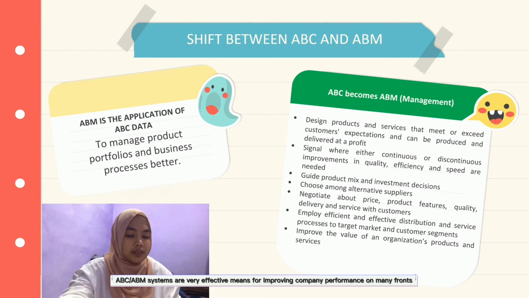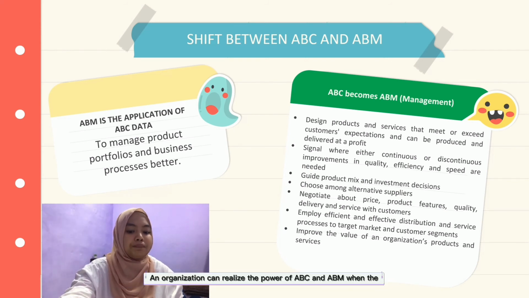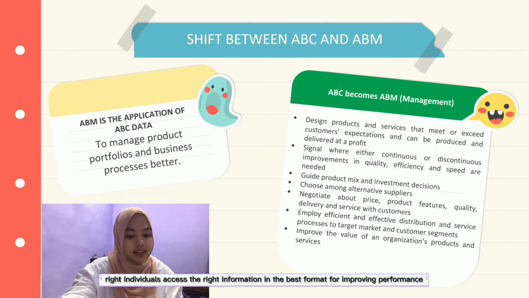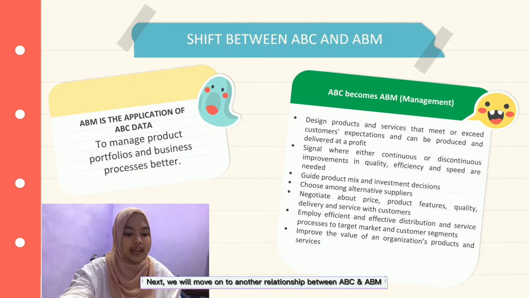ABC and ABM systems are very effective means for improving company performance on many fronts. An organization can realize the power of ABC and ABM when the right individual accesses the right information in the best format for improving performance. Next, we will move to another relationship between ABC and ABM.